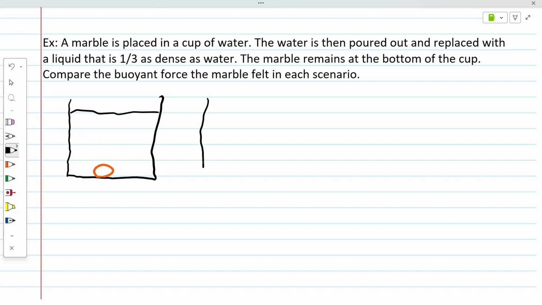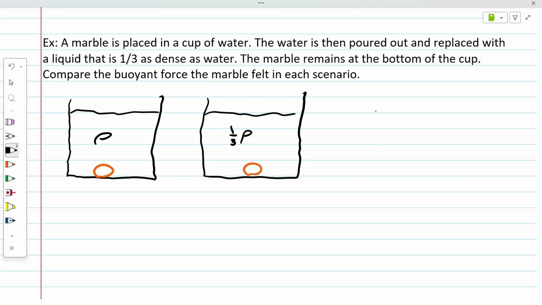And then we have a second cup, and scenario 2 where the marble is still at the bottom. Now, the first one, we just have water, which we can call a density of rho, and then we pour it out, and the liquid is 1/3 as dense as water. So in this case, we can say it's 1/3 rho.